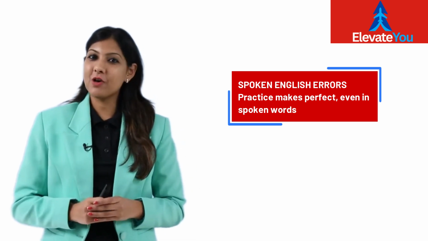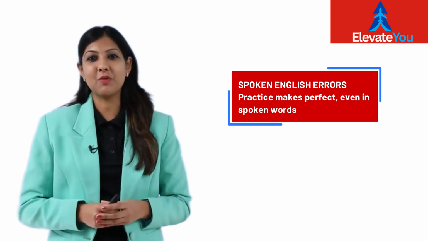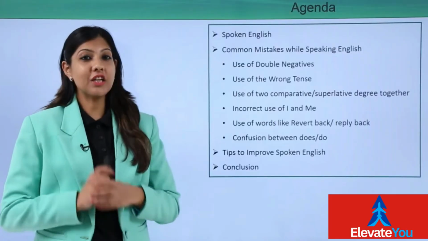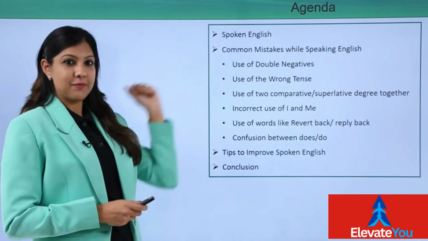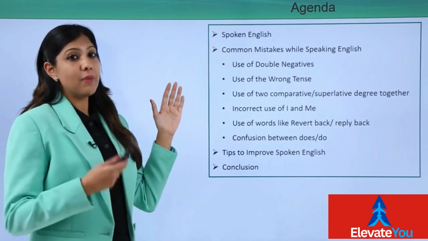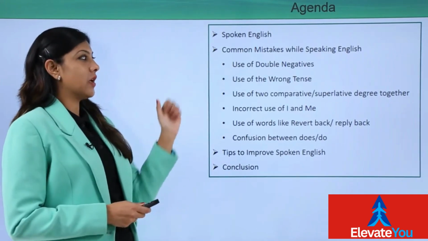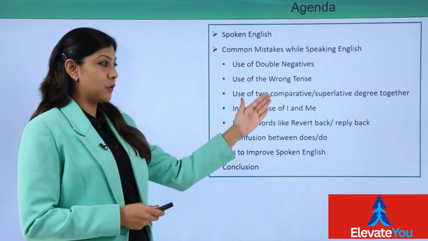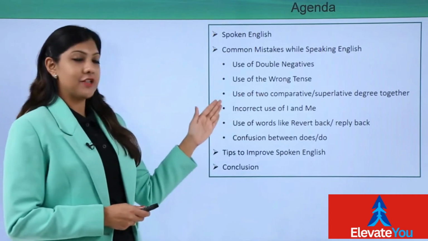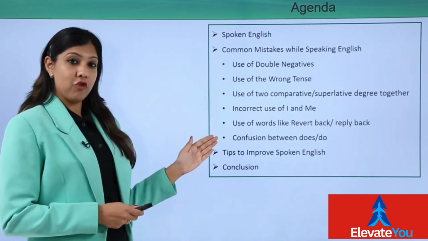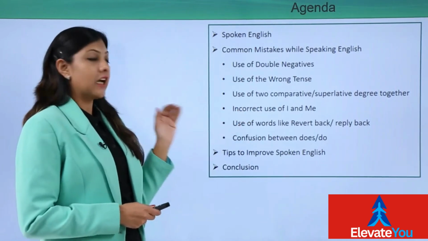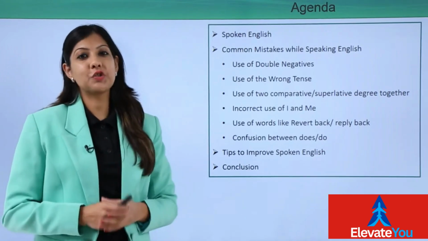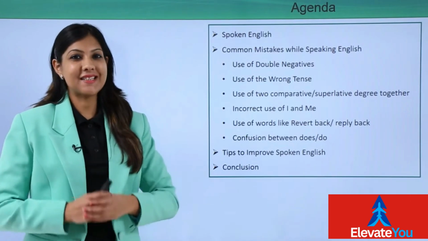Well, fear not and worry not, we will talk in detail about this particular module on how to speak correct English. On the agenda today we will talk about what exactly is spoken English. We will talk about some common mistakes and errors while we speak in English. Example, use of double negatives, use of wrong tenses, use of two comparative and superlative degrees together, incorrect use of I and me, use of words like revert and reply back, confusion between does and do. We will also speak on certain tips in order to improve our spoken English. Well, let's get started right away.